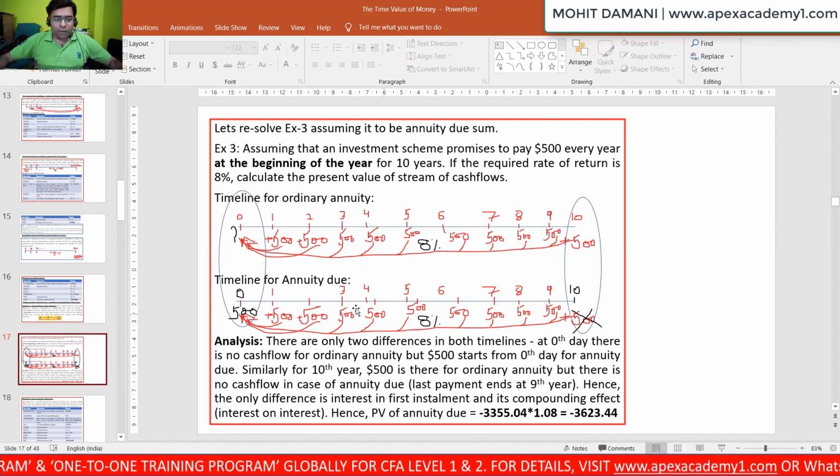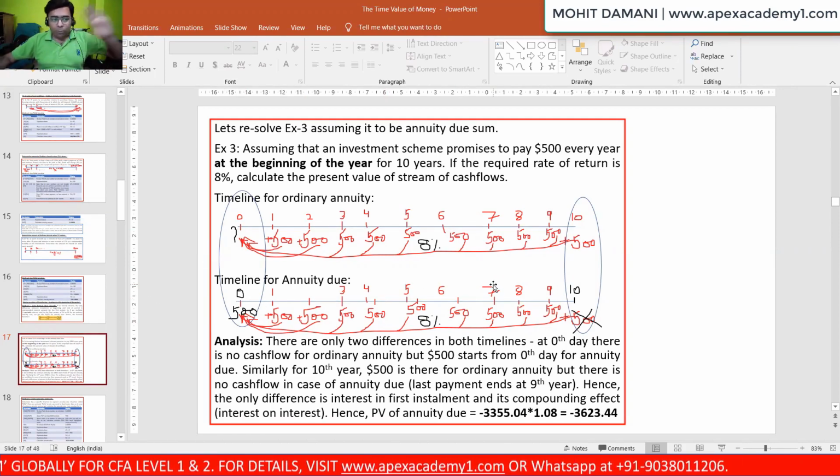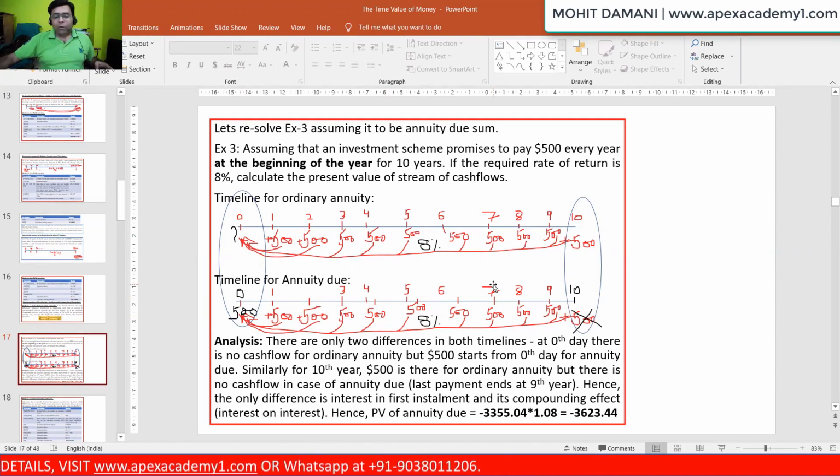Now, I hope the difference between ordinary annuity and annuity due is clear. How will you solve the ordinary annuity and annuity due? It's very simple. Everything is the same. One second, let me show the calculator screen.